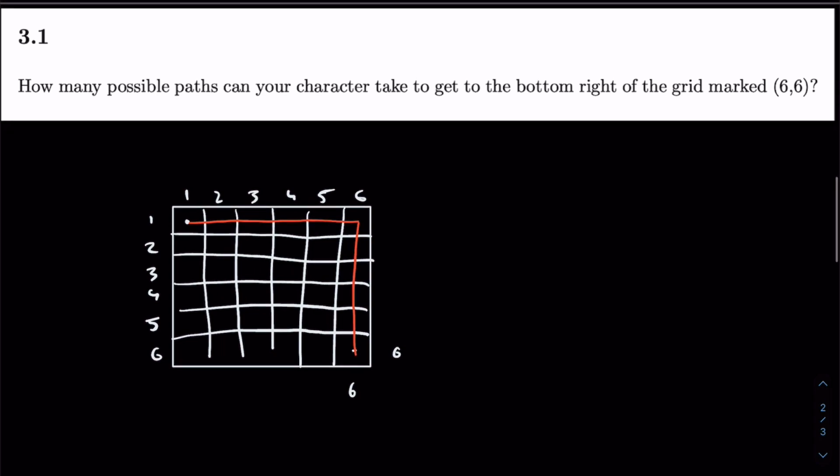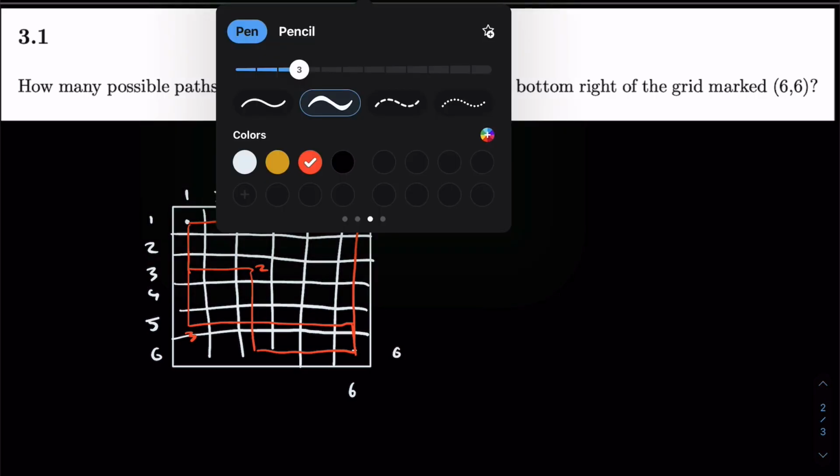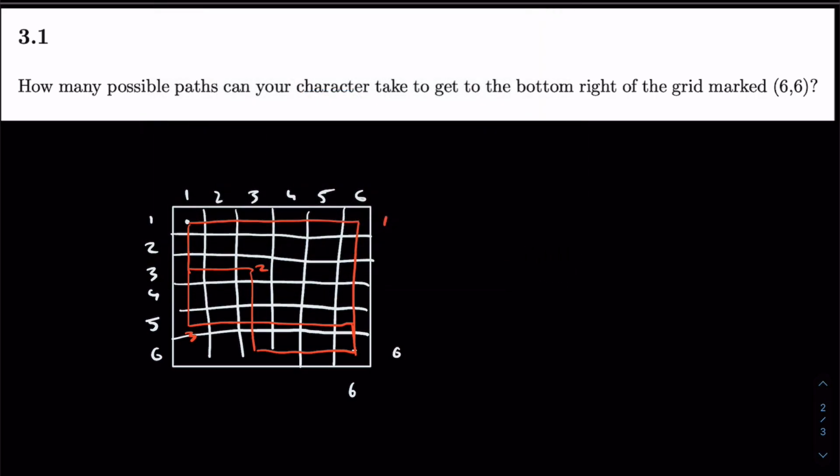Then another random case, we go down 2, over 2, all the way down, and then all the way to the right. And then a third and final case, let's say we go all the way down except 1, all the way to the right, and then down. So for each of these cases, let's number them 1, 2, 3. We can actually write out using characters what the path looks like.